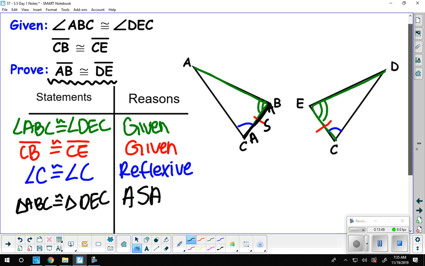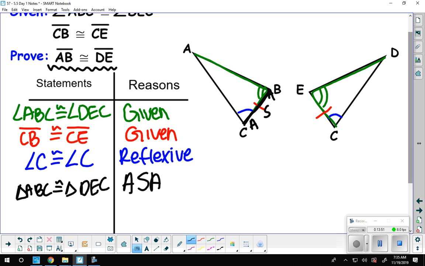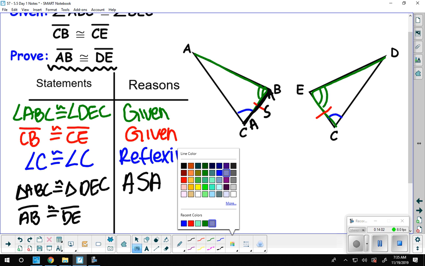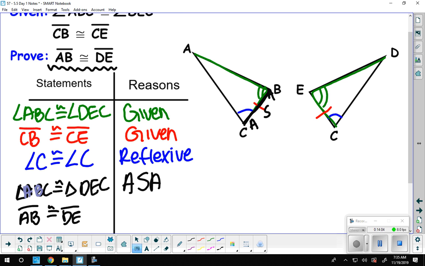And we're not done because our last step is trying to prove that side AB is congruent to side DE. And those are corresponding parts. So AB is congruent to DE because corresponding parts of these congruent triangles are congruent. Corresponding parts of congruent triangles are congruent.